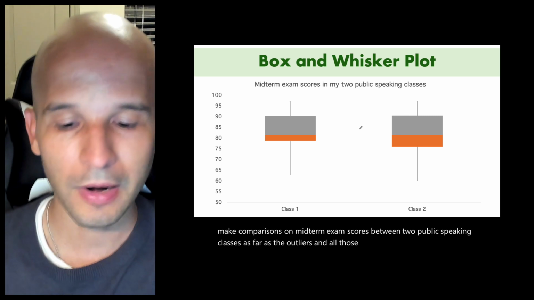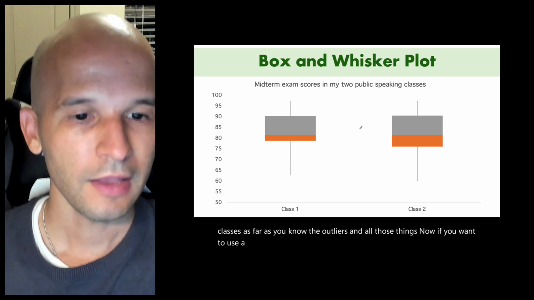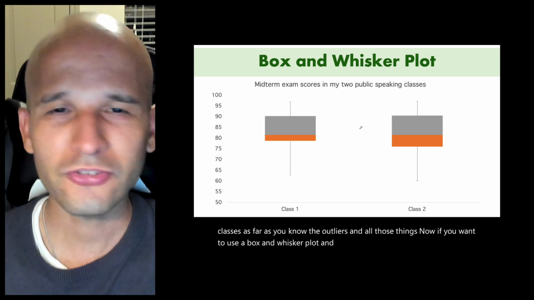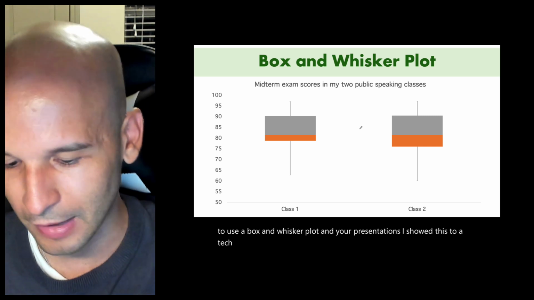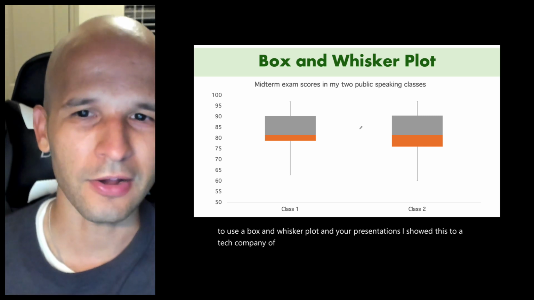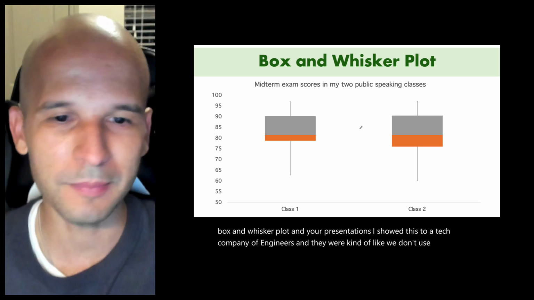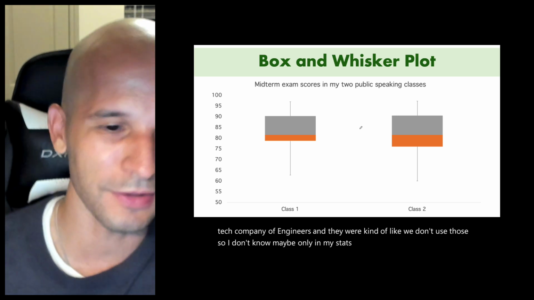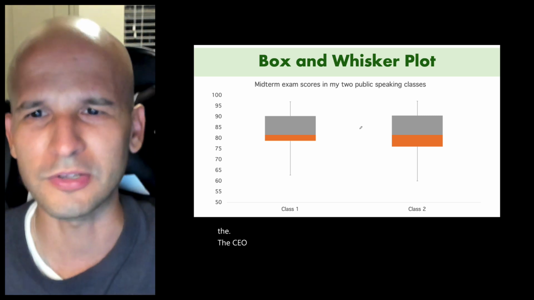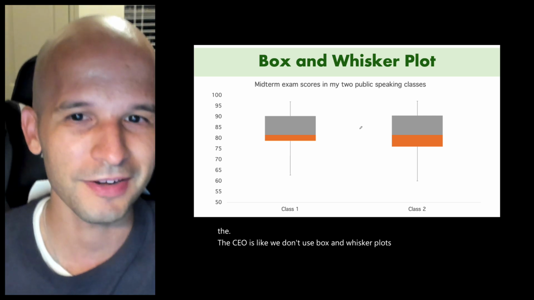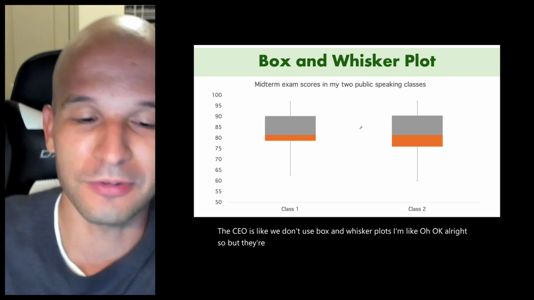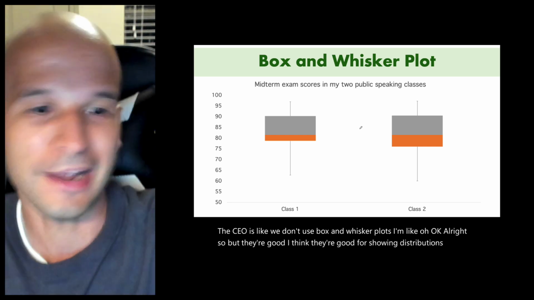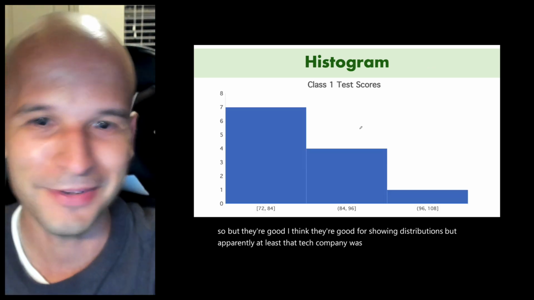Now, if you want to use a box and whisker plot in your presentations, I showed this to a tech company of engineers, and they were kind of like, we don't use those. I don't know, maybe only my stats class used these, but even the CTO was like, we don't use box and whisker plots. I'm like, oh, okay, all right. But I think they're good for showing distributions, though apparently that tech company was like, no. Okay, fine, all right.